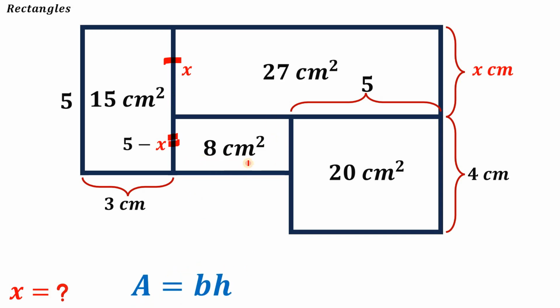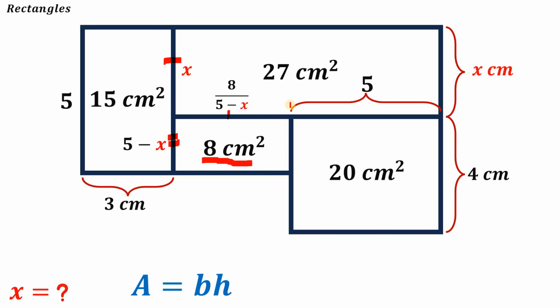And now, let's recall the area of a rectangle must be equal to base times height. Now, we're given an area of 8 square centimeters. We have the height of 5 minus x. So, how do we get the base? So, this is just the area over the height, or simply the base or the length of this rectangle is just 8 over 5 minus x.